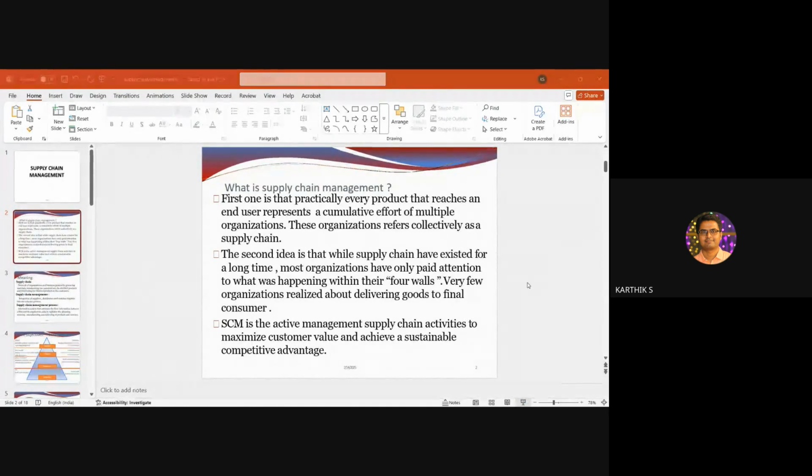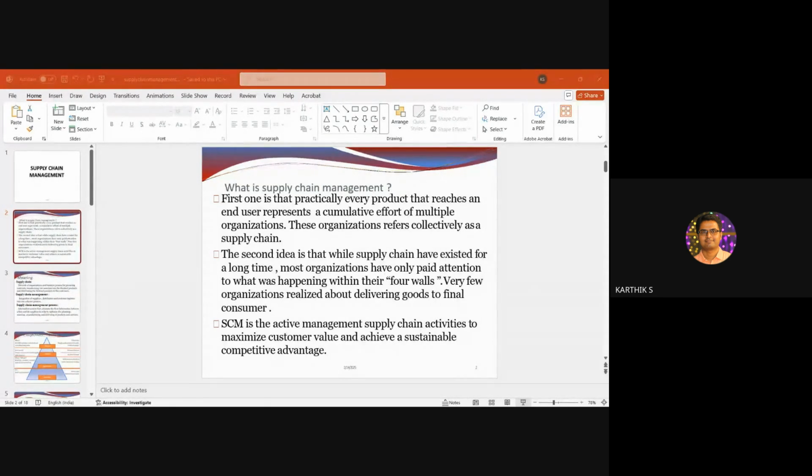Okay. So what is supply chain management? Any industry or any sector, it doesn't matter. It doesn't have to be industry. It can be a bank. It can be a telecom giant. It can be a retailer. It can be a manufacturing sector. It can be an IT. Any sector should have supply chain management.